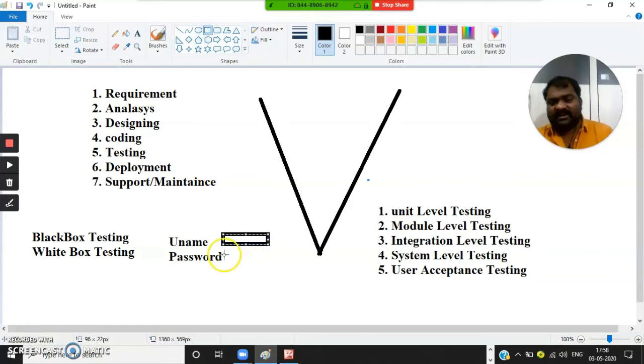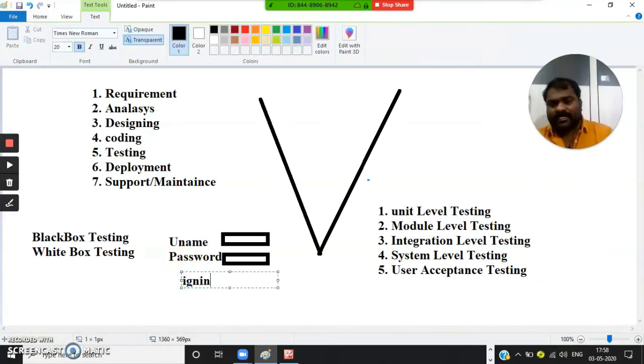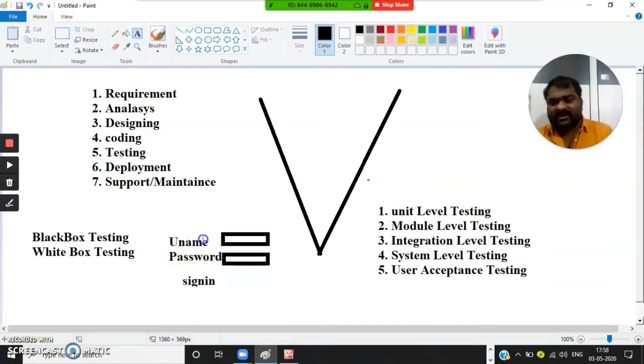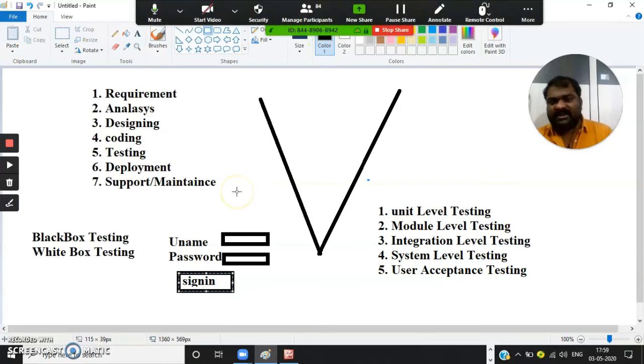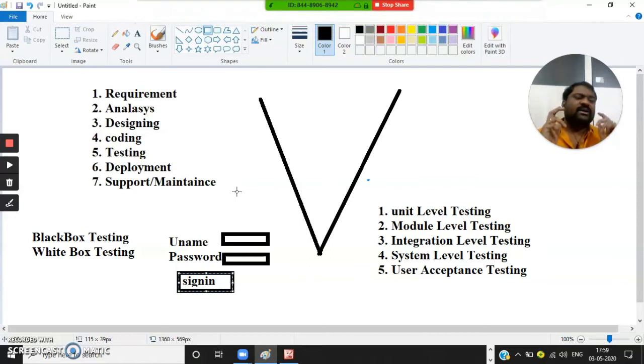Or if this is one login form, and here I take one button, something like this, sign in. Are you following, everyone? This is my design. So who will write the code for this screen? When the user gives the username and password, go to the database and check whether the user is a valid user or an invalid user. For that, we need to write some logic. Who will write the code? Developer. Who will test the code? Developer. Is it clear? So if the expected output is equal to the actual output, then the test case is passed. Otherwise, the test case is failed. The testing that is done by the developer is called unit level testing.